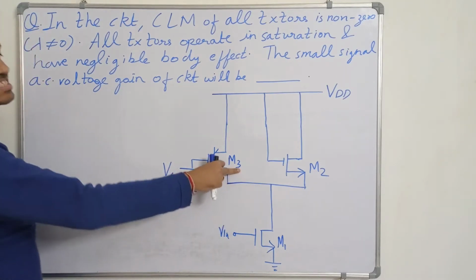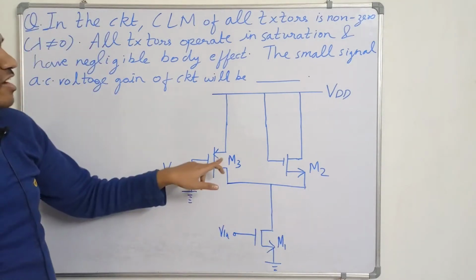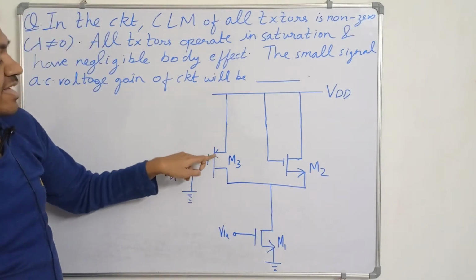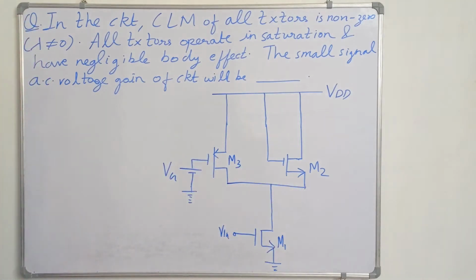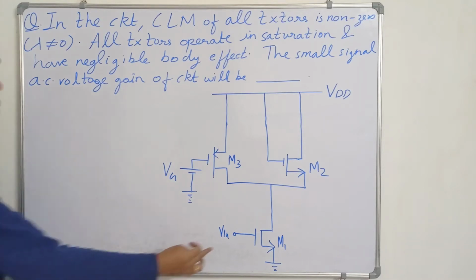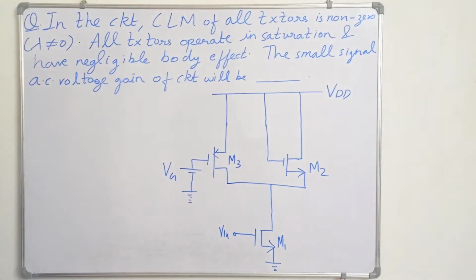M3 is your P channel MOSFET, and M2 and M1 are N channel MOSFETs, because in M3 the arrow is going inside and here the arrow is coming outside. So we can say that M3 is P channel, whereas M2 and M1 are N channel MOSFET. This is Vin, this is the gate voltage, and this is the DC voltage source VDD for biasing.